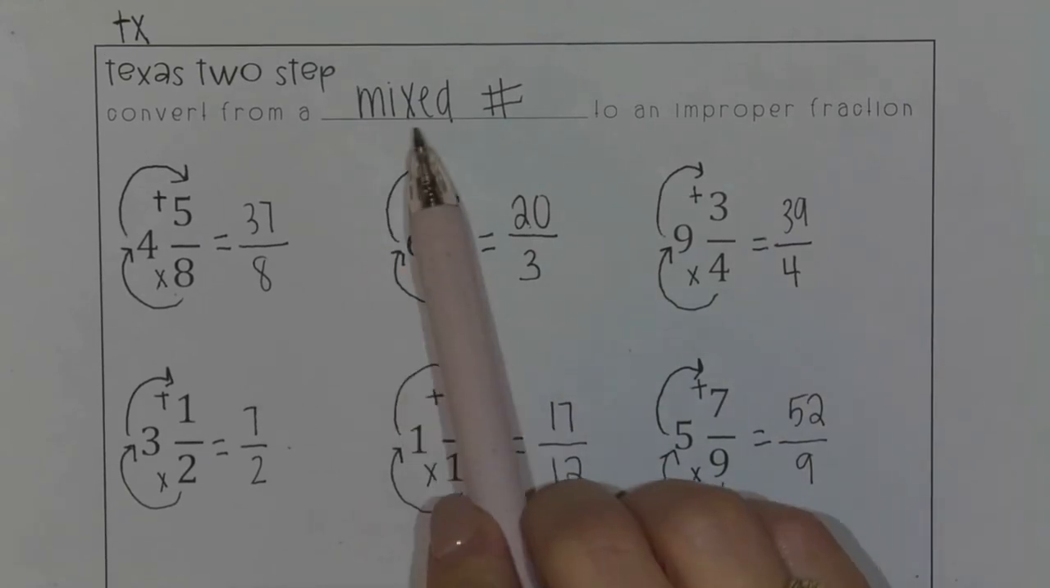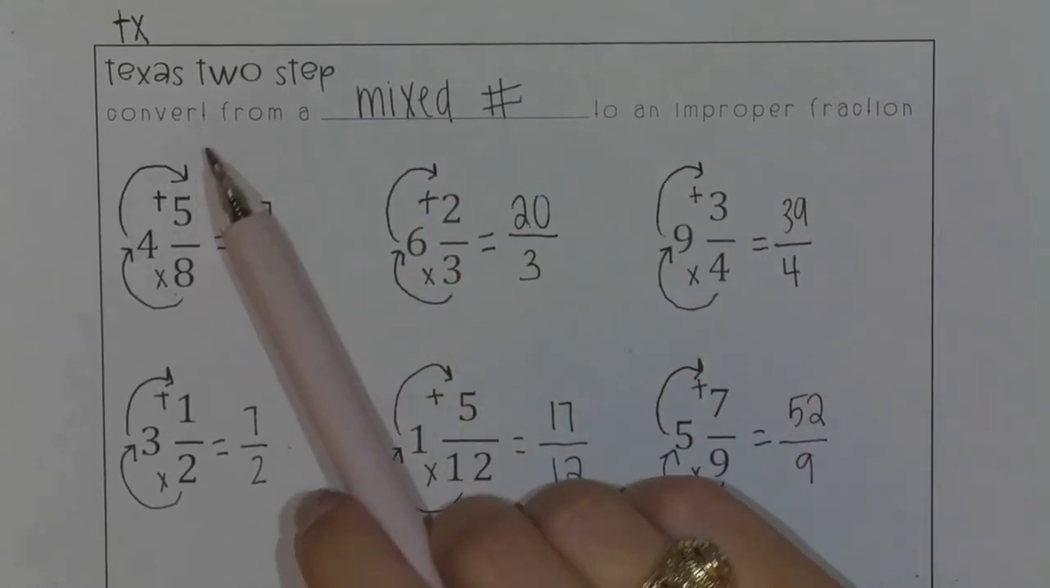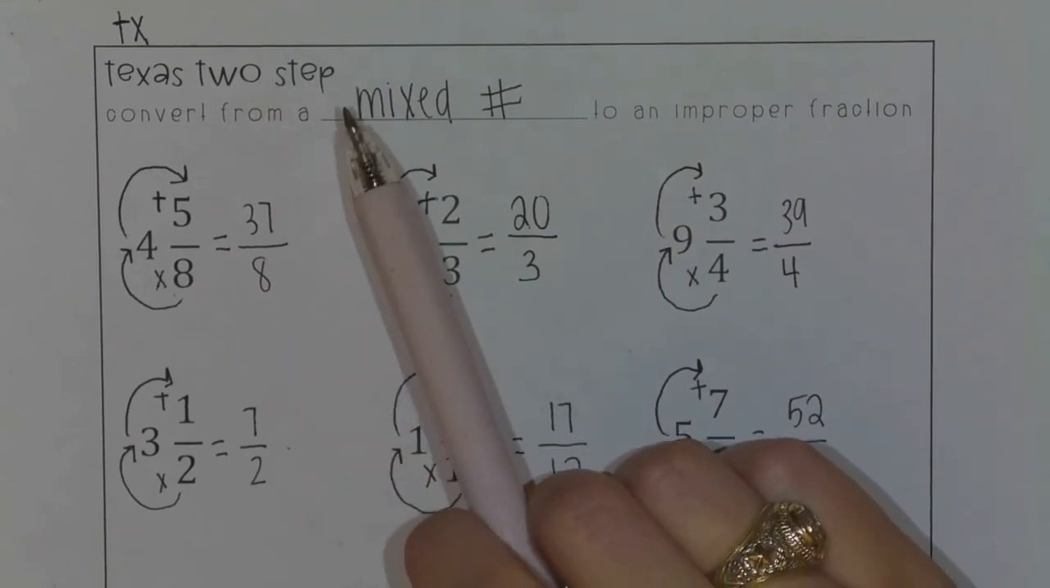Okay, so again, when I go from a mixed number to an improper fraction, the strategy I use is the Texas two-step.